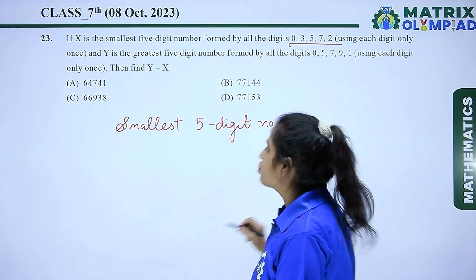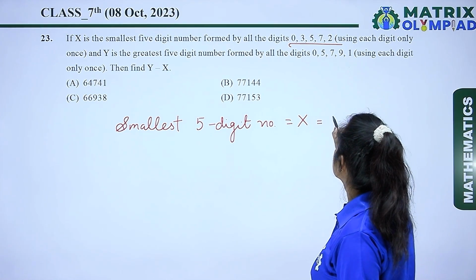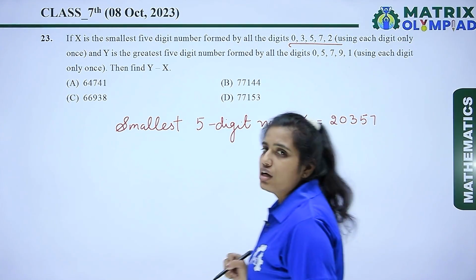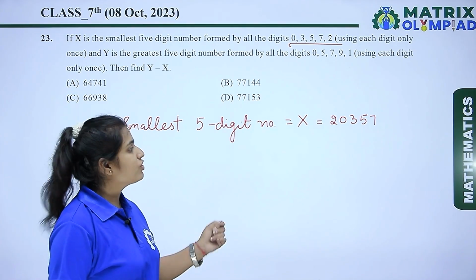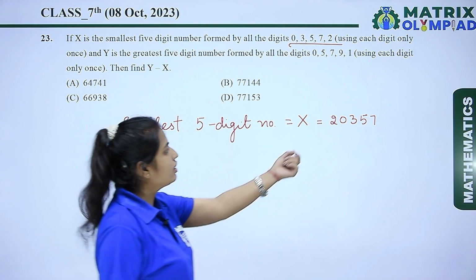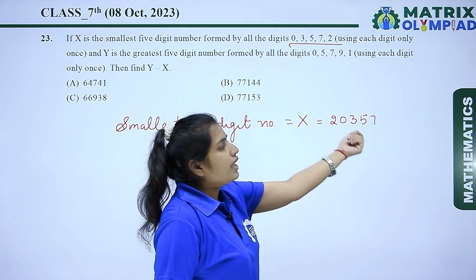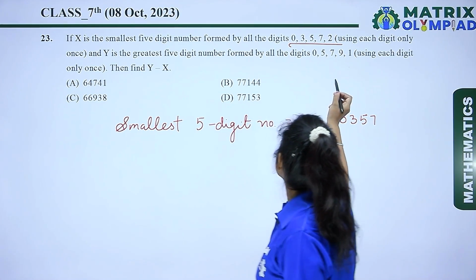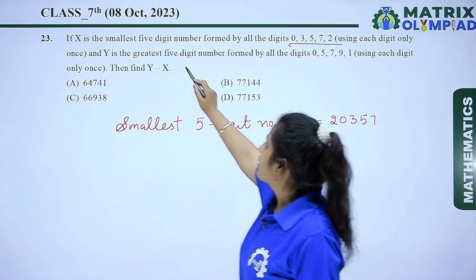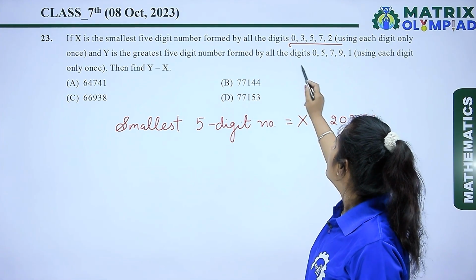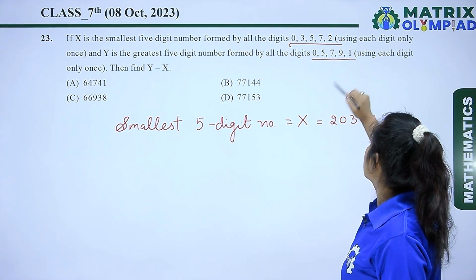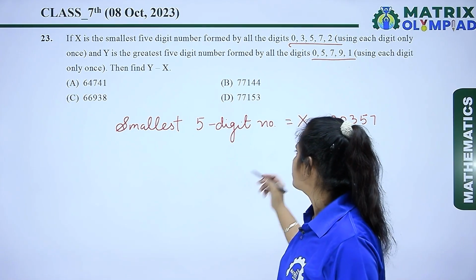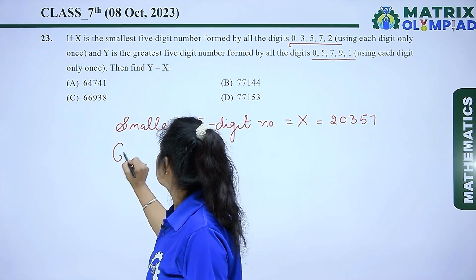It is already given in the question. So the value of x is 20357. So our smallest 5-digit number, which is represented by x, we get 20,357. Now let's continue the question. What does it say next? And y is the greatest 5-digit number formed by all the digits 05791, using each digit only once. We have to use all these digits only once. Let's form the greatest 5-digit number.